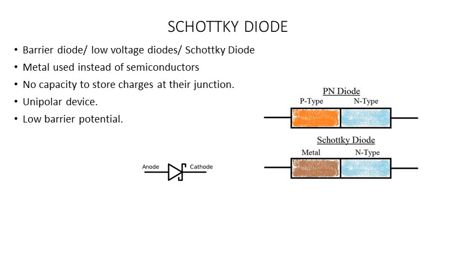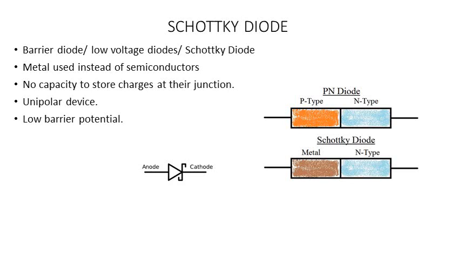These Schottky diodes, you also call them the barrier diode, or a low voltage diode. Here, instead of P-type semiconductor, usually you fill it up with a metal. The metals will be mostly aluminum or platinum, and it does not have the capacity to store the charge at the junction, because you don't have an N and a P together. It is not able to store the charges, because of the absence of the depletion layer.